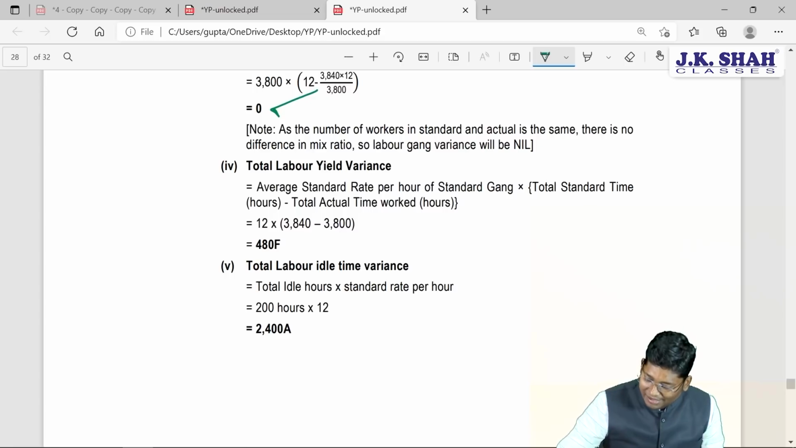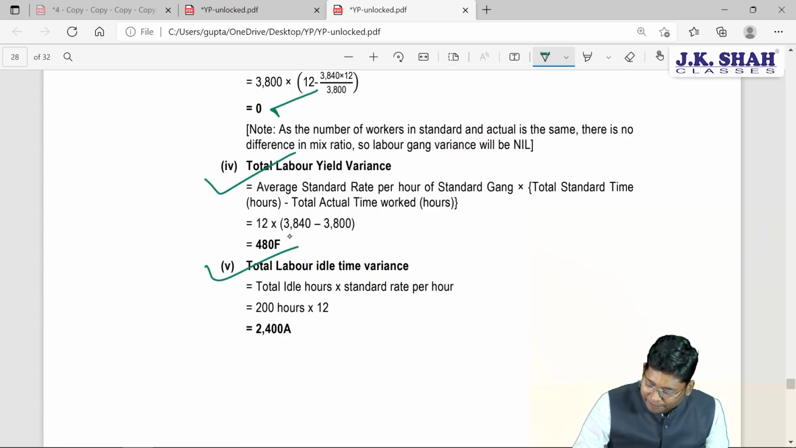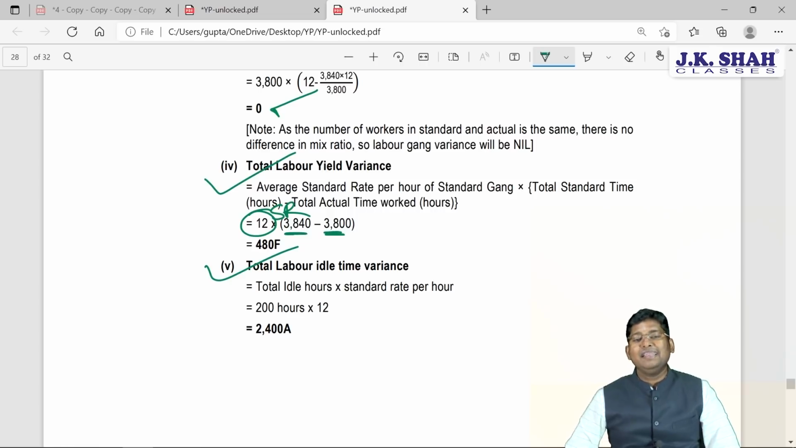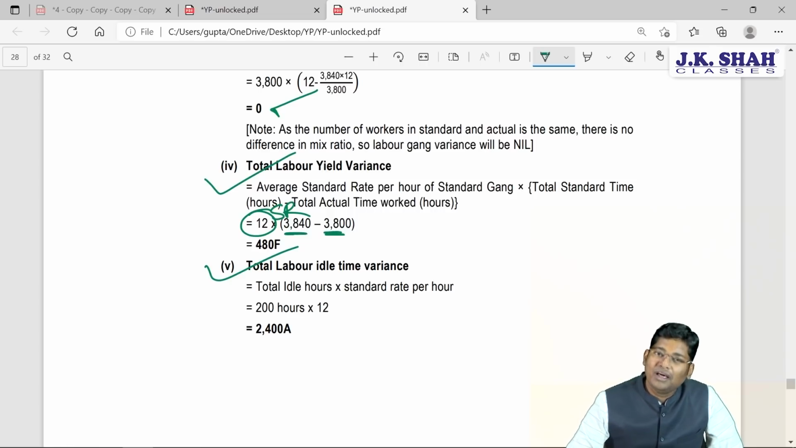For calculating labor yield variance and idle time variance, now very first thing, they have taken total standard hours, they have taken total actual hours, and they simply multiplied the same with the standard rate. They haven't taken any revised standard because your number of workers and number of input hours are not getting changed. So it is 480 favorable only.